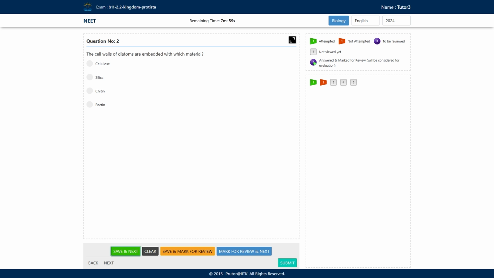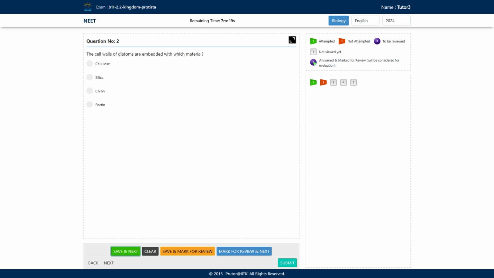Now let's discuss this question. Cell walls of diatoms are embedded with which material? Okay, so diatoms, they are photosynthetic, and the cell wall is quite unique, which is known as frustule. The frustule has two components, epitheca and hypotheca. Epitheca is the upper part, hypotheca is the lower half, and these two halves overlap with each other. They slide over each other, and they fit like a soap box.